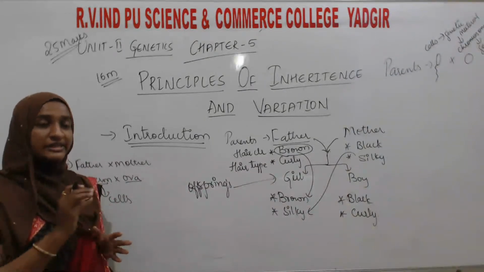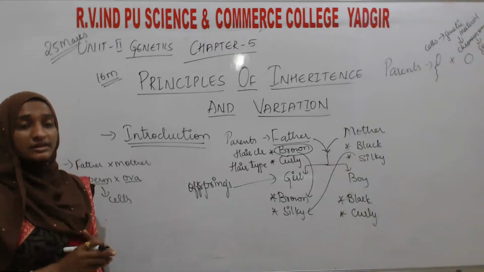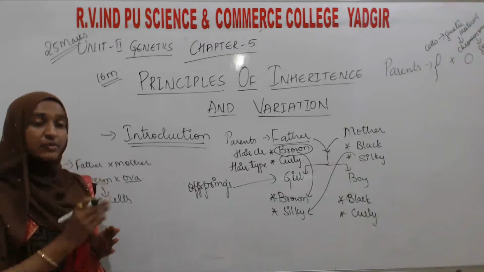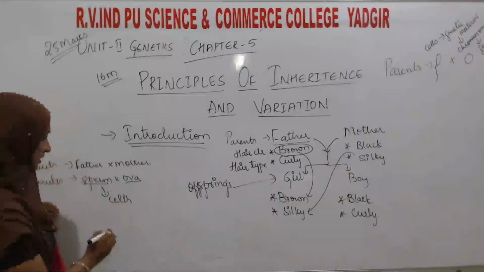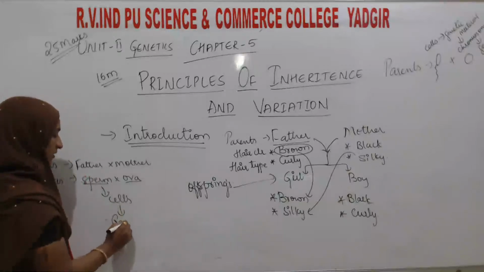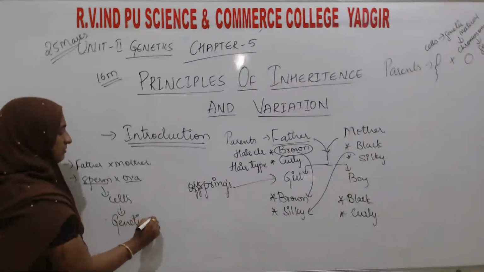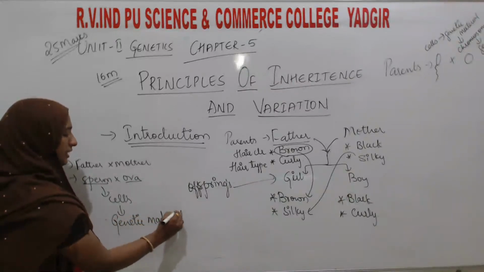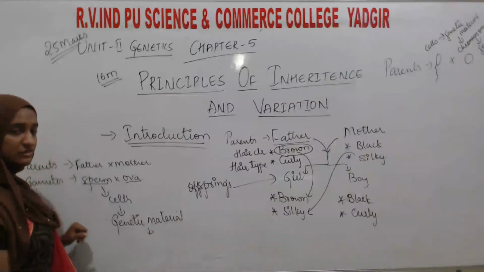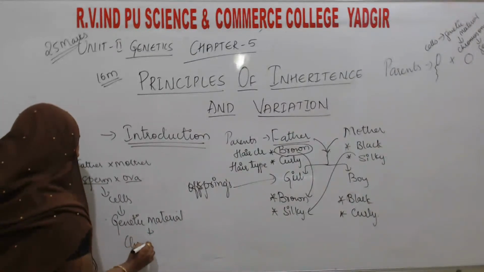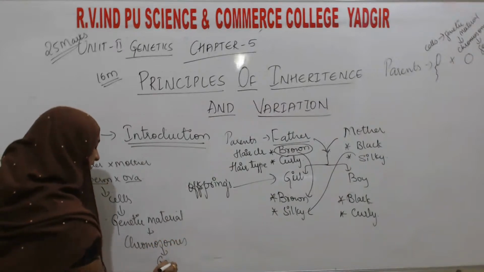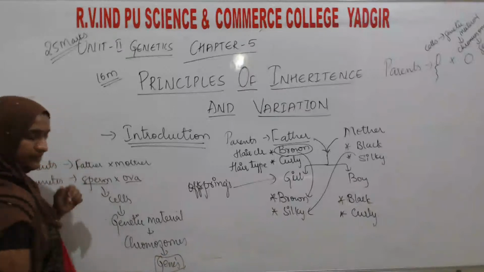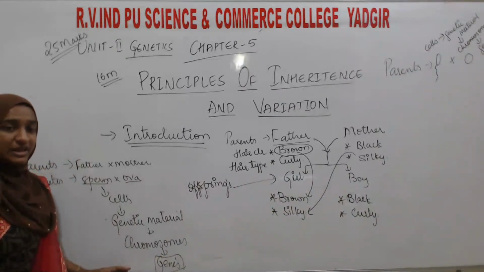In that chapter you had studied about the nucleus, in which there will be chromosomes. In the chromosomes, there will be the presence of genes. First of all, the cells have the genetic material. That genetic material is the chromosomes, and in the chromosome there are the genes.